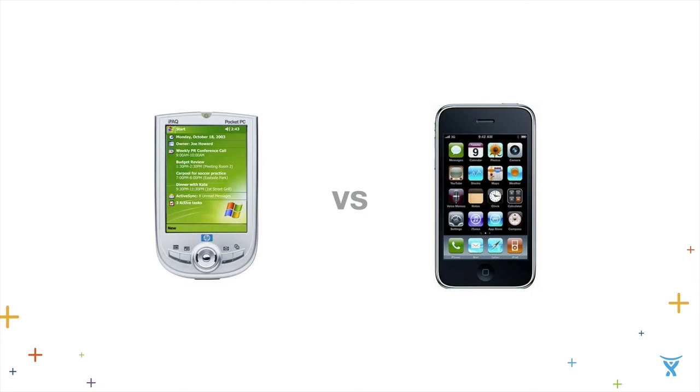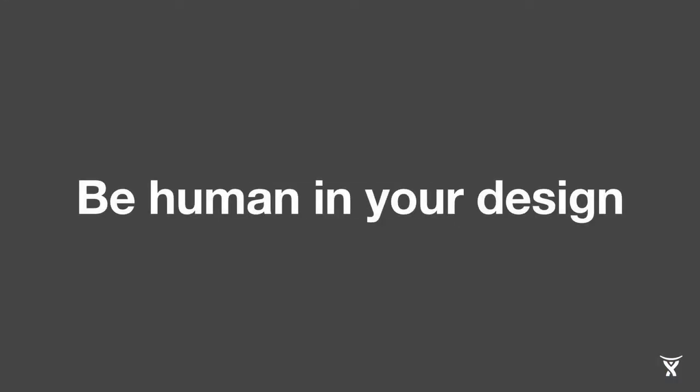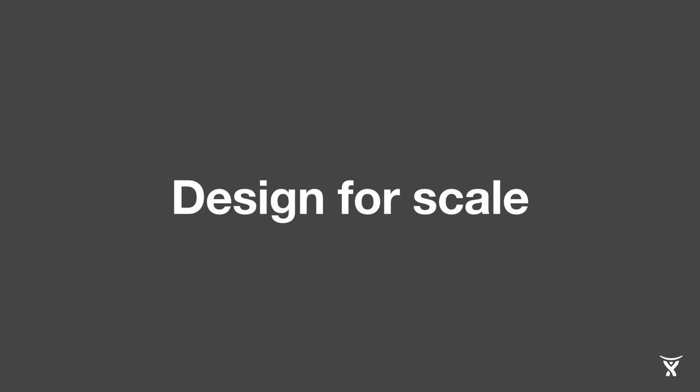So that brings me to the end of my talk. In summary, be human in your design. Remember that you're designing for end users as much as you are for administrators and purchasers, so you need to make sure that they enjoy the software. And if they enjoy the software, you're going to have a lot of benefits. Design for scale. Make sure that everything you're building will work for teams of 5 right up to 500. And lastly, it's not all about features. It's always a fine balance with design.